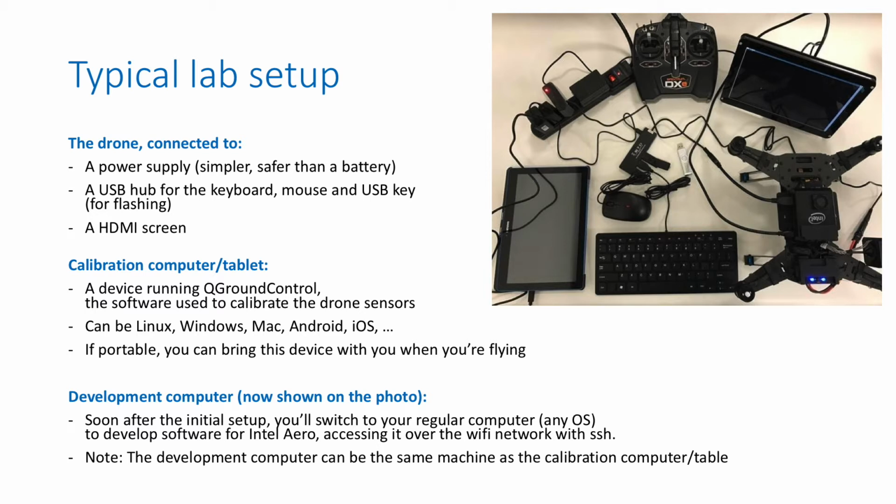For calibration and remote control of the drone, you have software called QGroundControl running on a tablet or a computer or PC. It can be Linux, Windows, Mac, Android, iOS, anything. If it's portable, you can bring it with you later when you plan to fly, so perhaps it's better to have a tablet than a computer. You will probably have a development computer to prepare the USB key, to run software, and to run your code editor if you want to, so we'll cover that later.